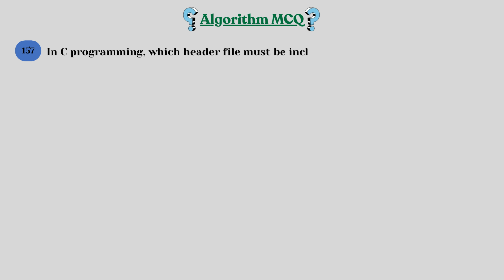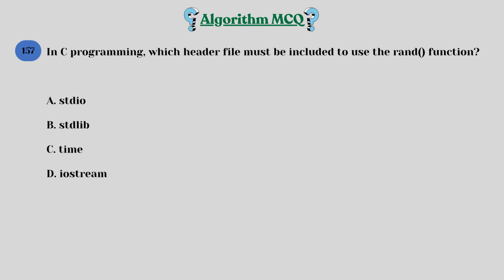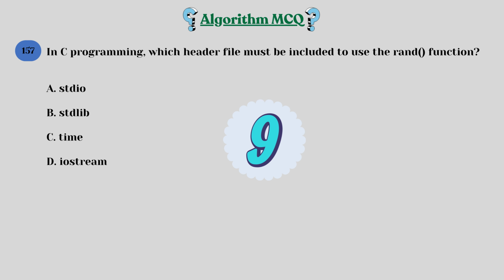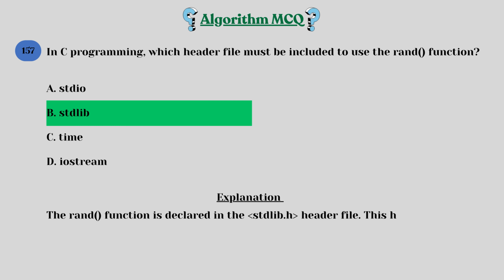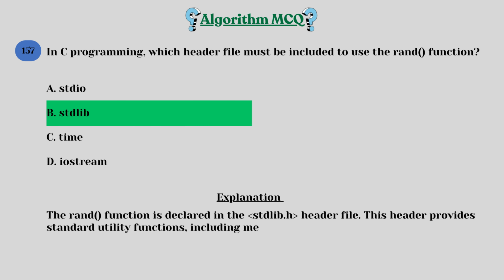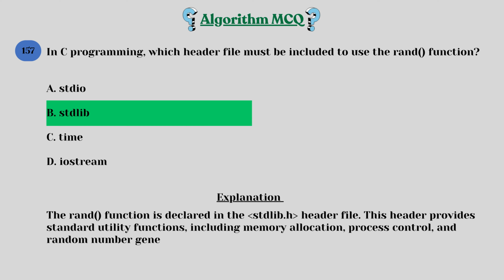In C programming, which header file must be included to use the rand function? Correct answer: stdlib. Explanation: the rand function is declared in the stdlib.h header file. This header provides standard utility functions, including memory allocation, process control, and random number generation.